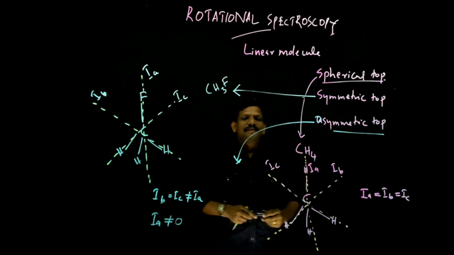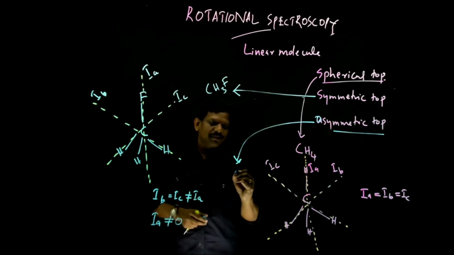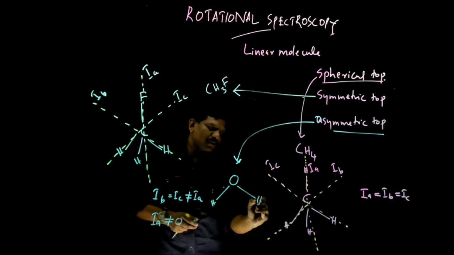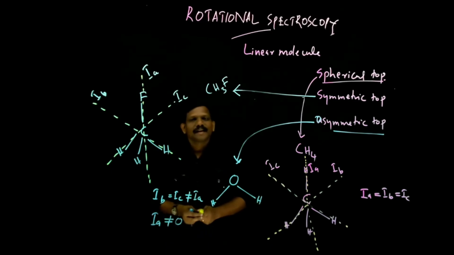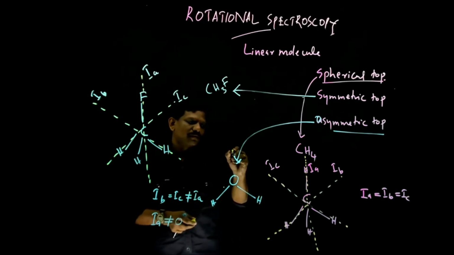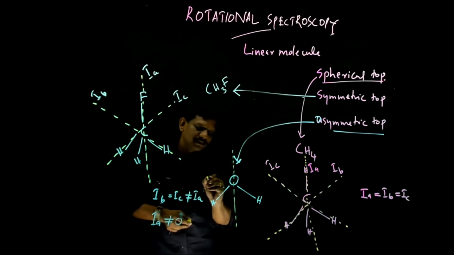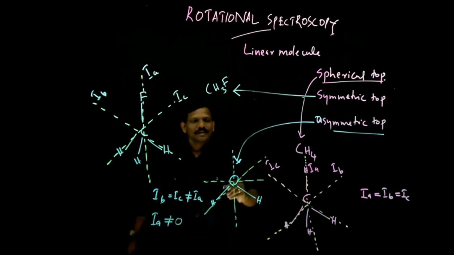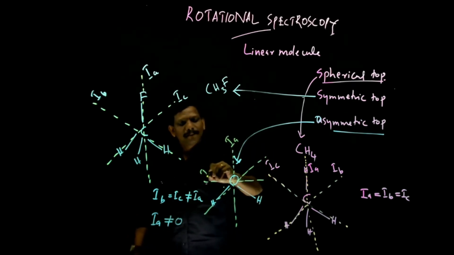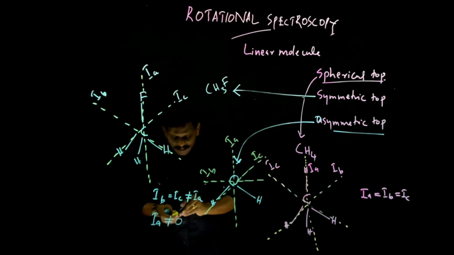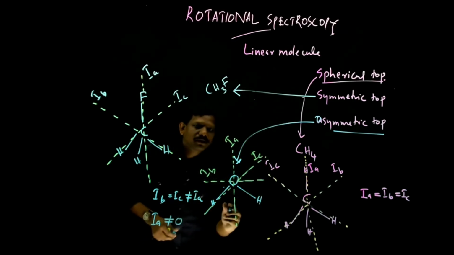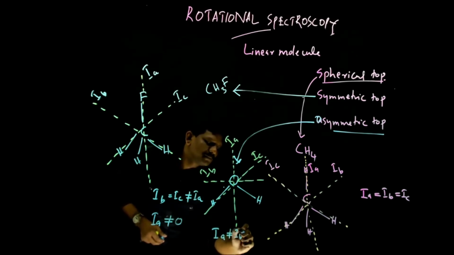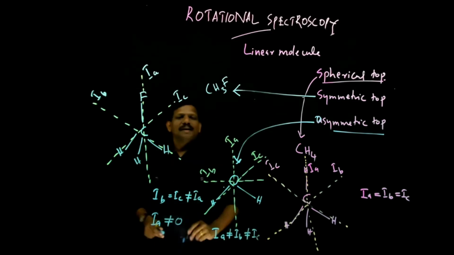Next we can consider the asymmetric top molecule. A very good example is our water molecule. You can draw the rotational axes of the water molecule like this. One will be through oxygen like this, another will be like this, and another like this. Here also you can see IA, IB and IC, but in the case of asymmetric top molecules, IA is not equal to IB and not equal to IC.